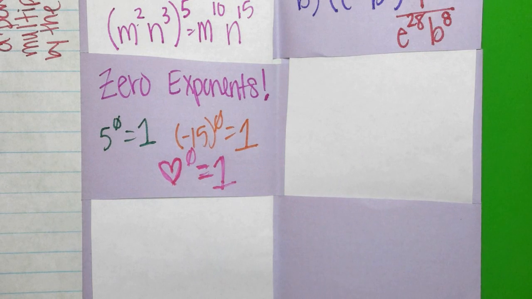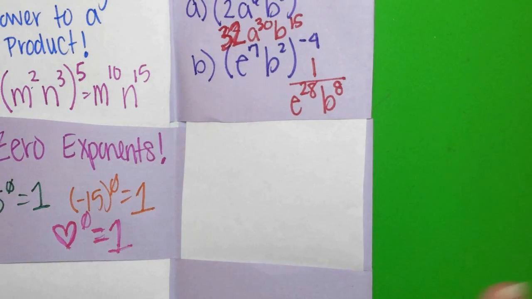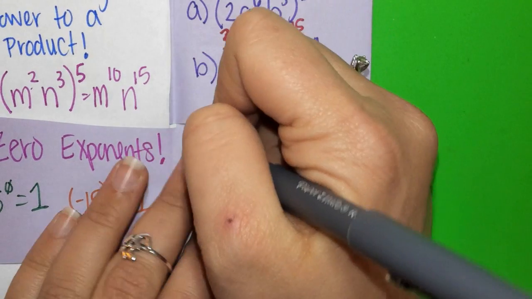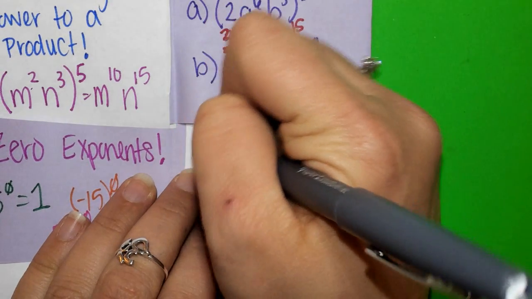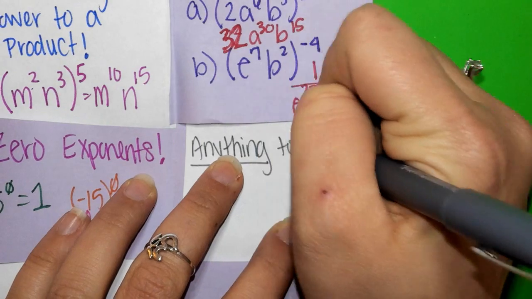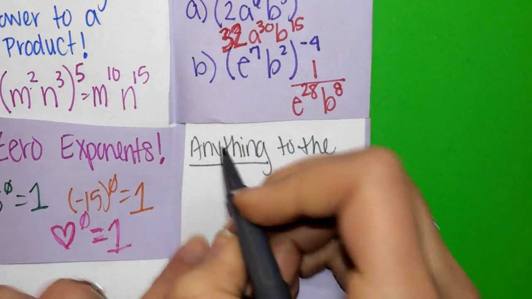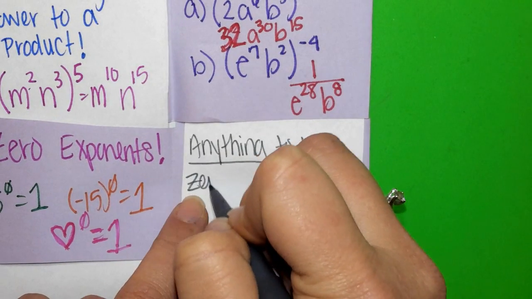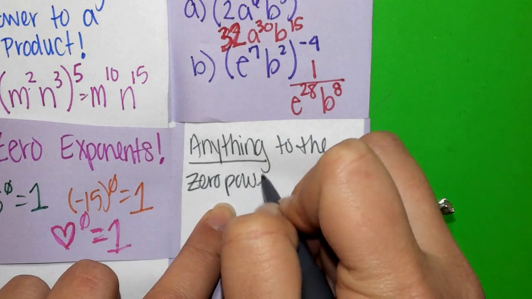Alright, so what could we say is our rule? Whenever an exponent is raised to the 0 power, it's 1. Alright, so a shortened version of that: anything to the 0 power is what? 1.